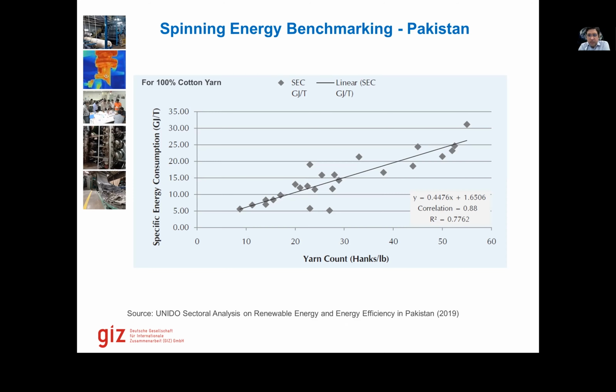This is one of the regression analyses that we did for 35 textile companies in Pakistan for UNIDO, and these were spinning mills. You can see for 100% cotton, this was a simple regression because we did not have too much data available, but we got a slope value, y = 0.4476x. X is yarn count.